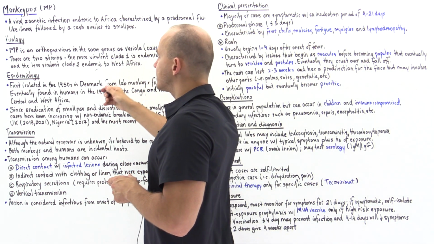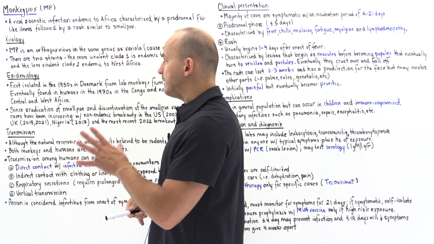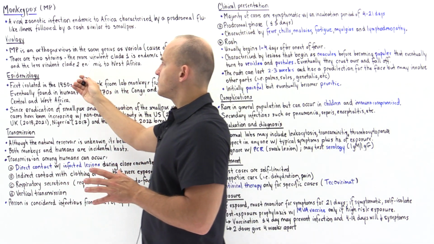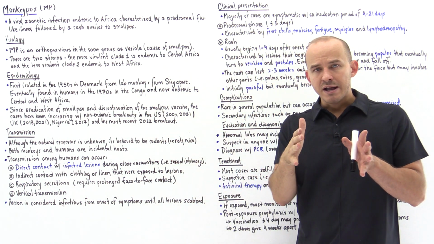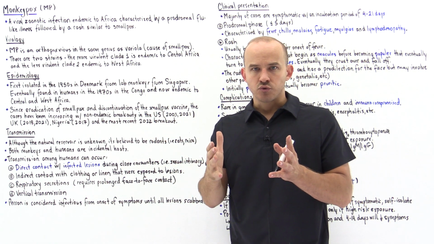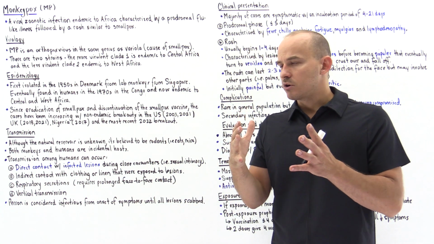Now, smallpox and monkeypox belong to the same genus of viruses known as orthopox. So if we look at these agents under an electron microscope, they're going to have very similar structure. They're going to have this brick-like structure.